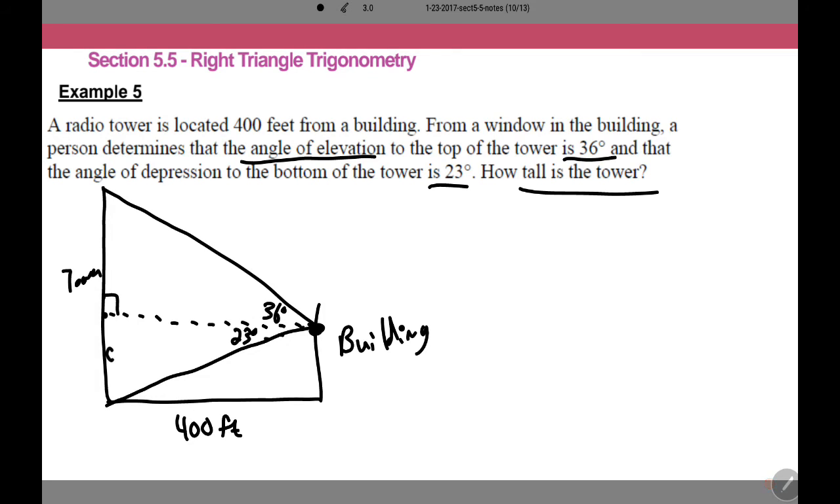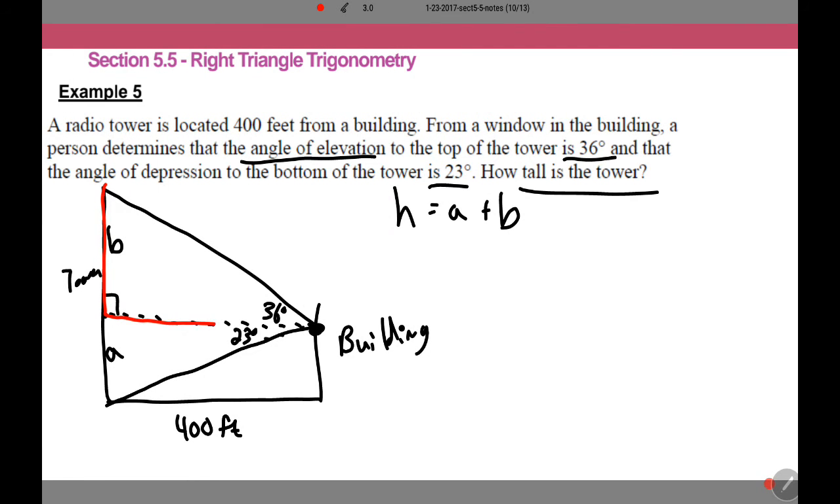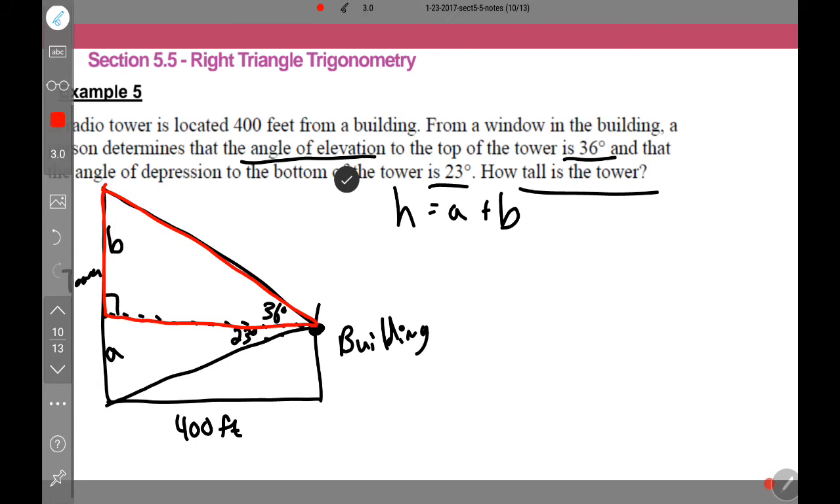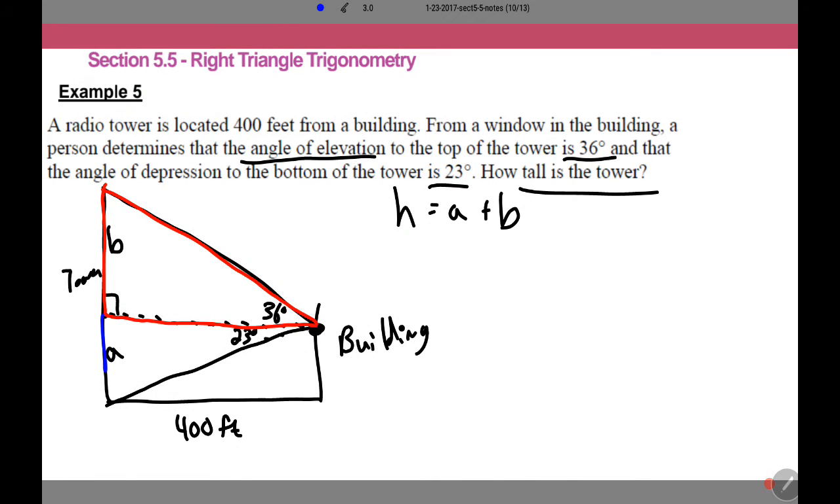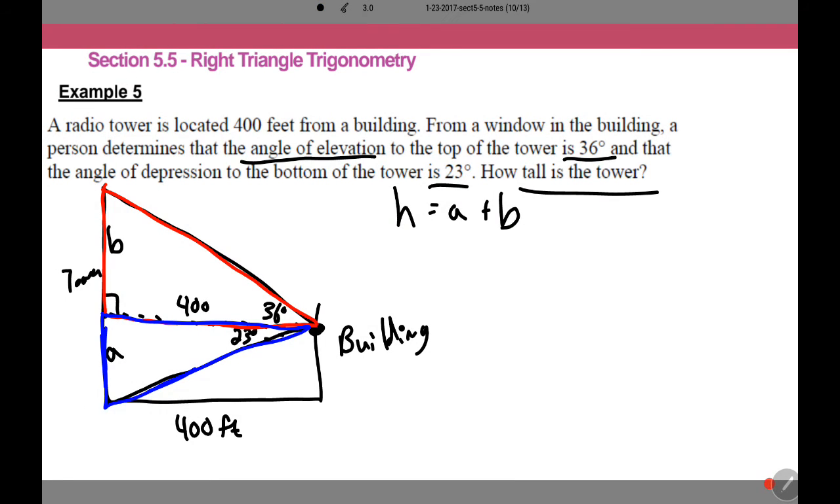So pretty much we need two things. We need an A there, we need a B there, and our total height is equal to those two values added together, A plus B. To find B, hopefully you can see my right triangle here with B in it. I'll make it in red. And my right triangle with A in it, I'll make it in blue. You can see the difference between the two. Again, they both share that 400, which is right here on the bottom of my triangle.